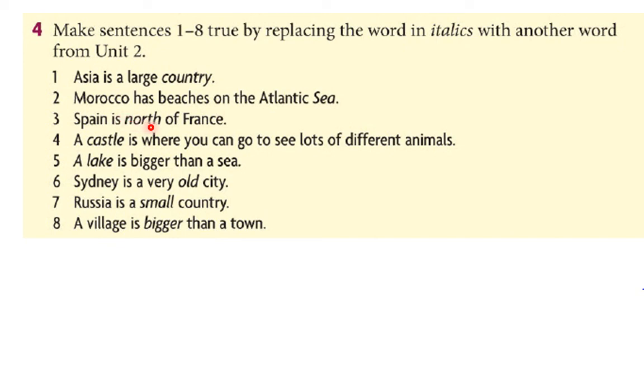Spain is north of France, not south of France. A castle is where you can go to see lots of different animals. No, it is not a castle, it is a zoo. A zoo is where you can go to see lots of different animals. A lake is bigger than a sea. The kind of water body that is bigger than a sea is an ocean. So an ocean is bigger than a sea.